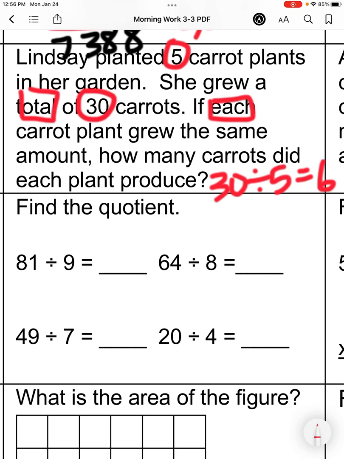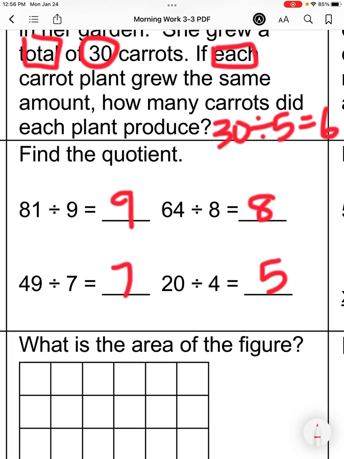Find the quotient. 81 divided by 9 is 9. 64 divided by 8 is 8. 49 divided by 7 is 7. And 20 divided by 4 is 5.